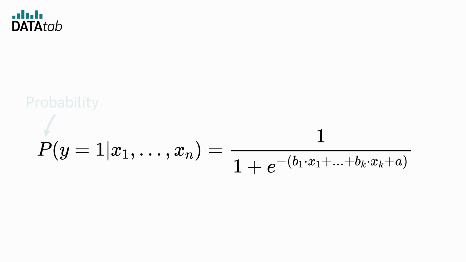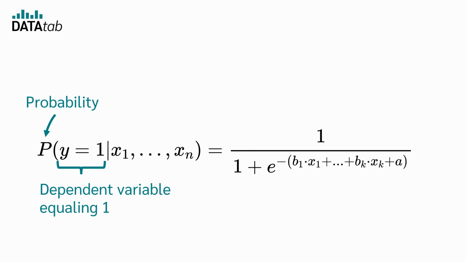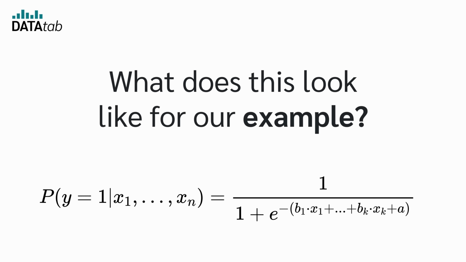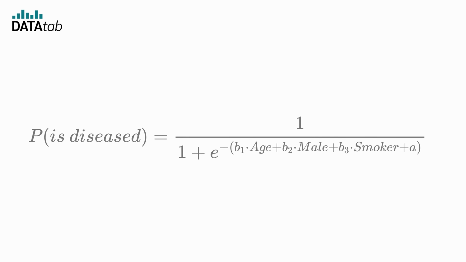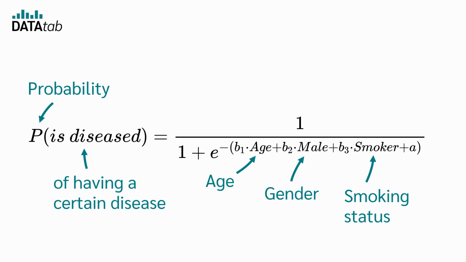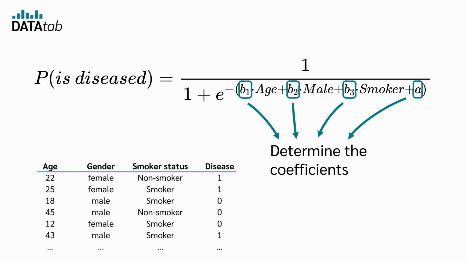This equation gives us the probability of the dependent variable equal 1 given specific values of the independent variables. What does this look like for our example now? In our example, the probability of having a certain disease is a function of age, gender, and smoking status. Next, we need to determine the coefficients that help our model best fit the given data.